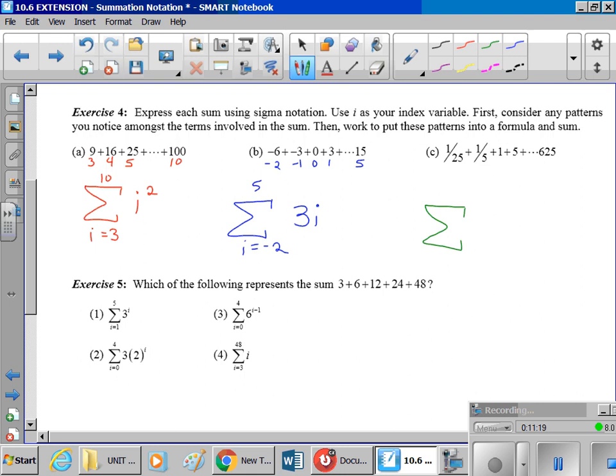All right, so in C, I'm hoping you're recognizing that these are multiples of 5. So this is going to be 5 to the negative 2, to the negative 1, to the 0 power, to the first power, all the way up to the fourth power. 5 to the fourth power is 625. So in this case, I'm going to let my index go from negative 2 to 4, and it's simply going to be I squared again. Oh, no, duh, 5 to the I. I'm thinking squared here. Right? 5 to the negative 2, 5 to the negative 1, 5 to the 0, 5 to the 1.